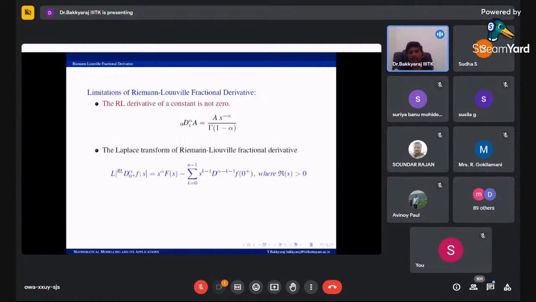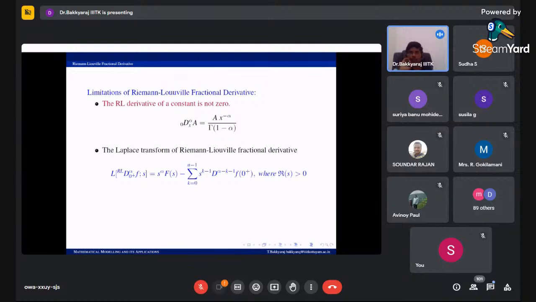There are many other limitations too. Also, when you try to solve a fractional differential equation using transform techniques, this is the Laplace transform of the Riemann-Liouville fractional derivative. Here you see that the initial conditions involve a fractional derivative.